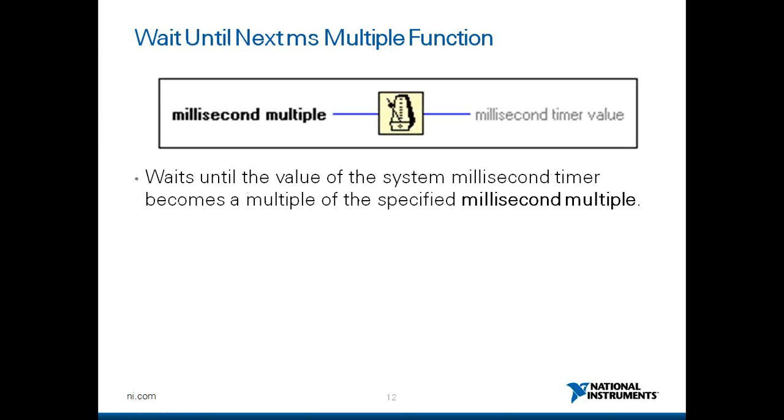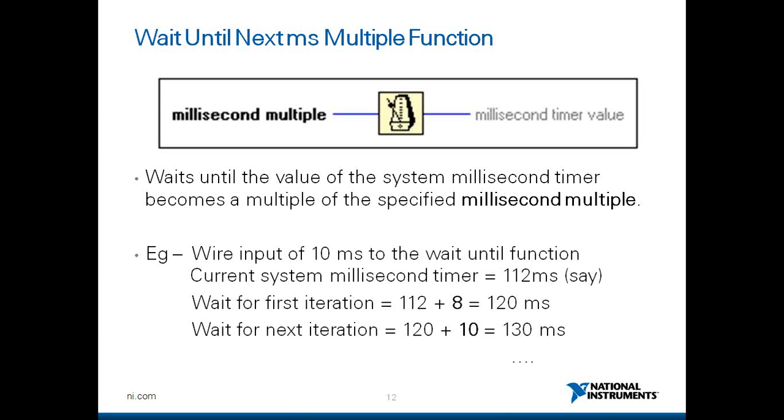So it looks similar to the previous function. You just have to give it a value that it has to wait. So say I give it again a 10. Now how is it different from the previous function? Let's take an example to explain it. Same example. Suppose I wire a 10 milliseconds to my wait operation and my current system millisecond timer is 112 milliseconds. Now, how far is 112 from the closest multiple of 10? Closest multiple of 10 from 112 is 120.